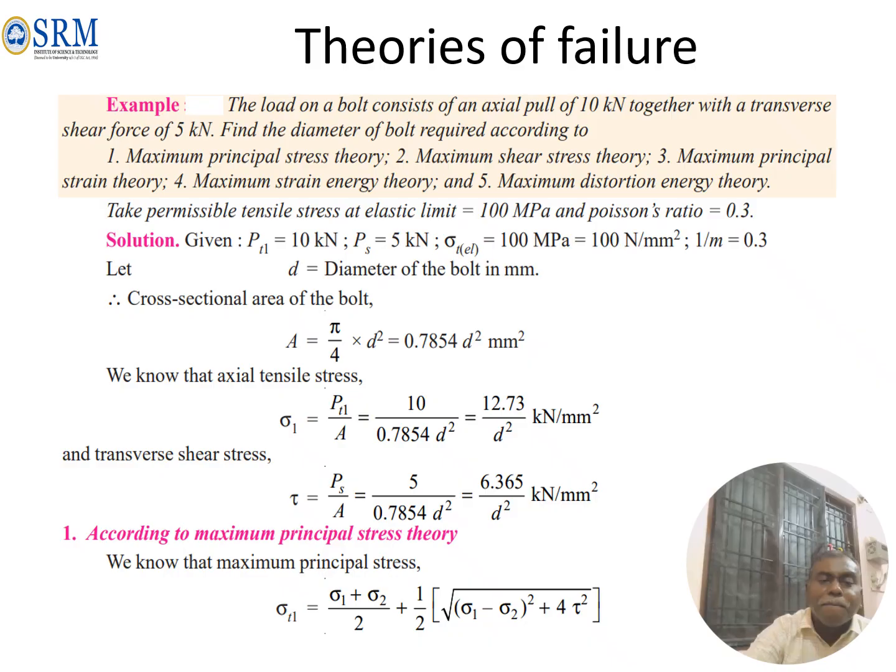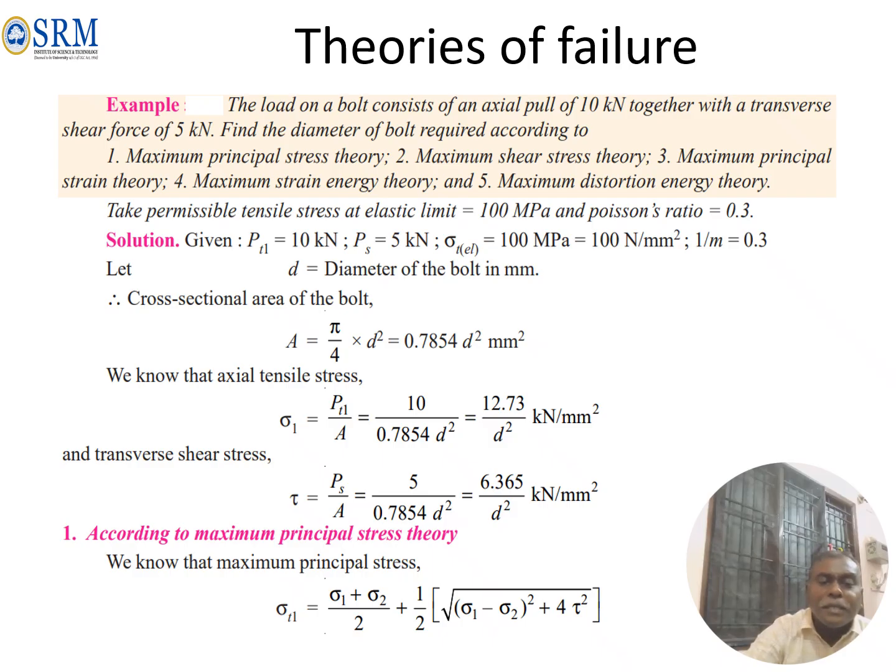So 10 by 10 is the axial pull divided by 0.7 per d square. You get the equation in terms of d square. Transverse shear is nothing but the shear force of 5 kilonewton divided by area. So in all the formulas you will find sigma t1 and tau.